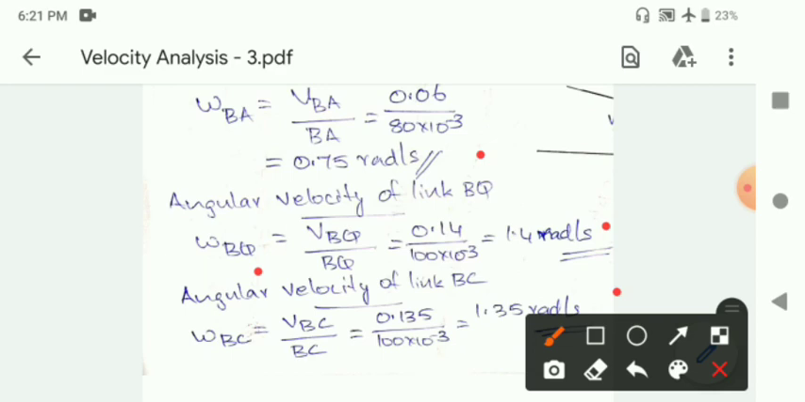As I have told you, there may be slight variation in the answers that you have got. That is because of the accuracy with which you have drawn the line diagram of the mechanism as well as the velocity diagram. Okay. Thank you.